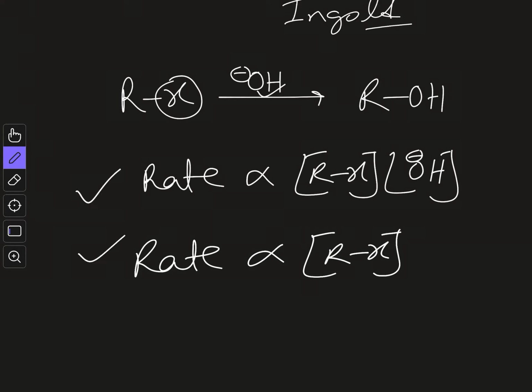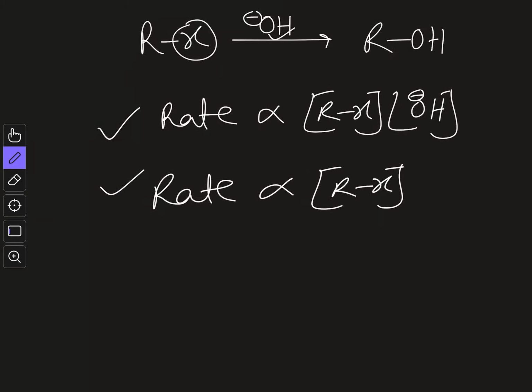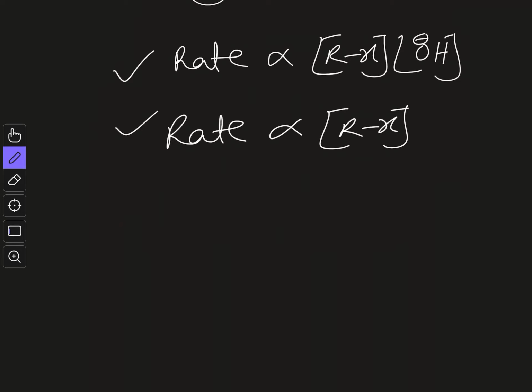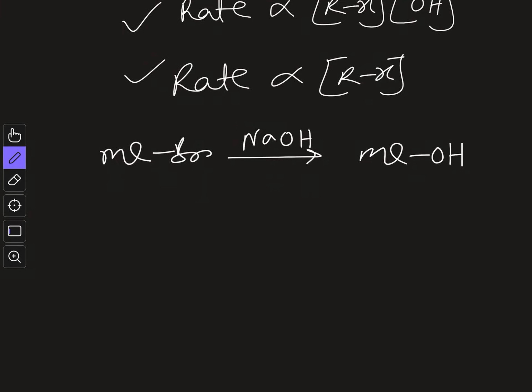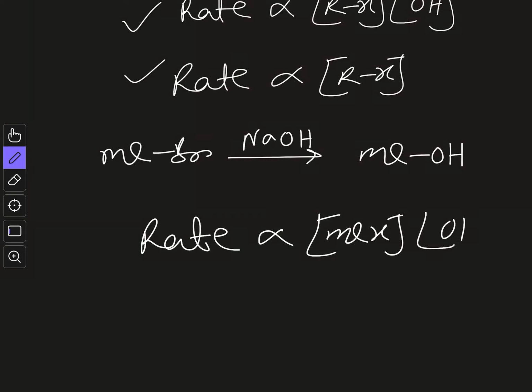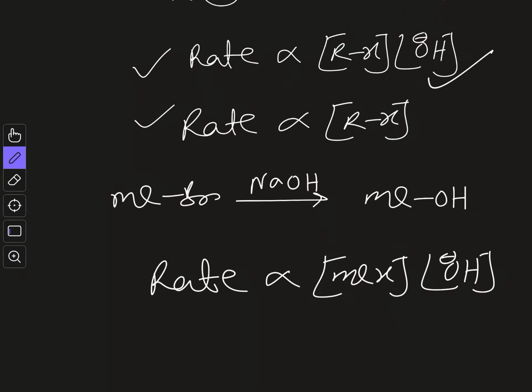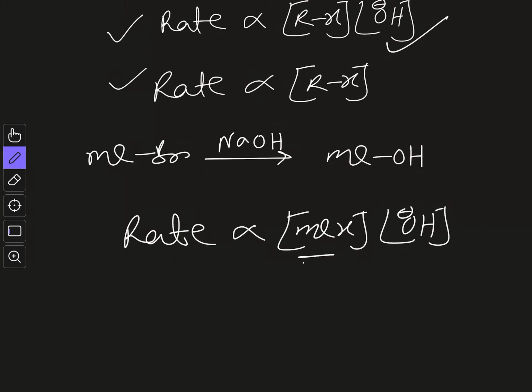Now we will study a lot of substrates and we will see how we can classify them in these two categories. To begin with, we take the molecule methyl bromide, and if you react it with sodium hydroxide you will get methanol. In this case you will see the rate of the reaction is proportional to the concentration of MeX. At the same time it is proportional to the concentration of OH minus. That is, both the rate is dependent on the concentration of alkyl halide and the concentration of nucleophile.